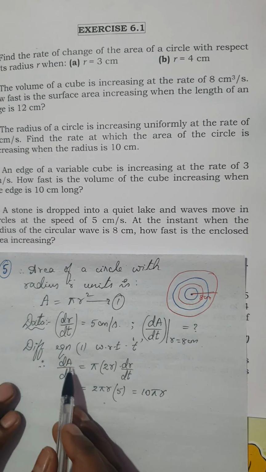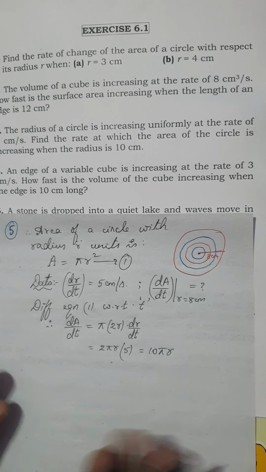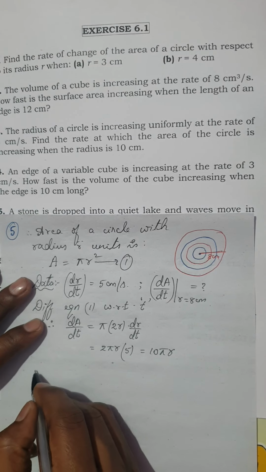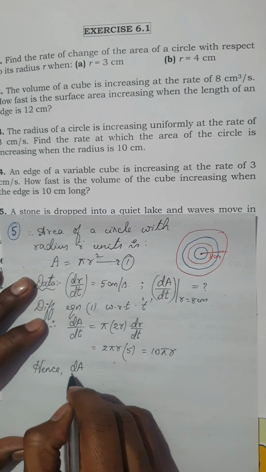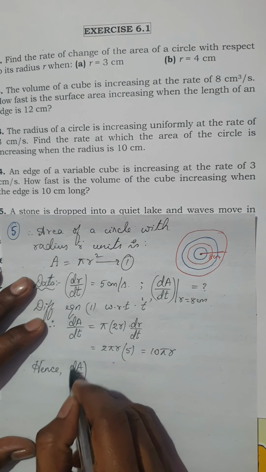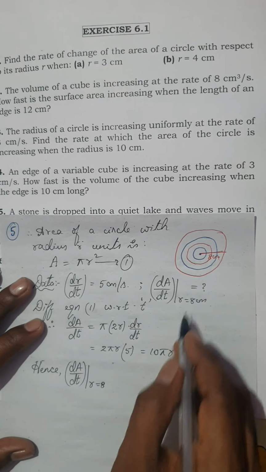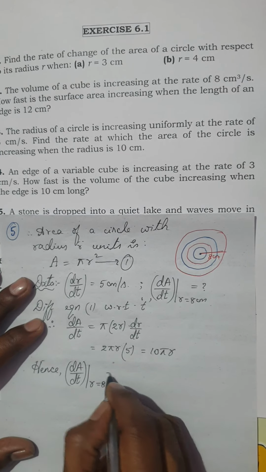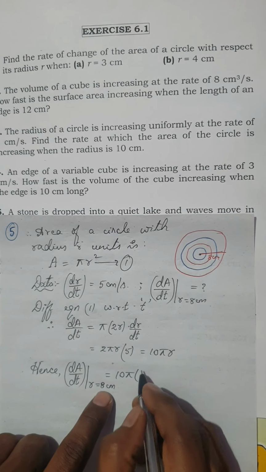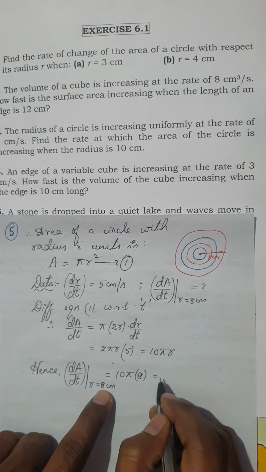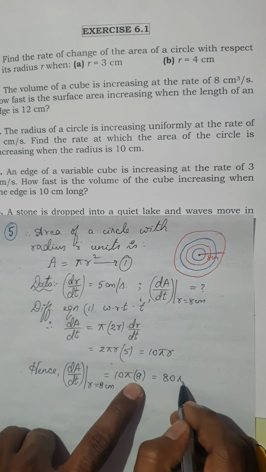So the rate at which the area is increasing is 10 pi r, but I have to find out when the radius is 8 units. Hence dA by dt when r is equal to 8 centimeter is nothing but 10 pi into, substituting for r, 8. What is 10 into 8? So it is 80 pi.